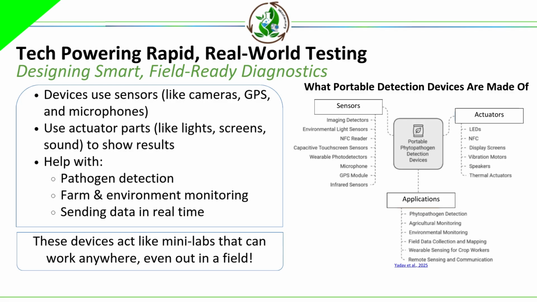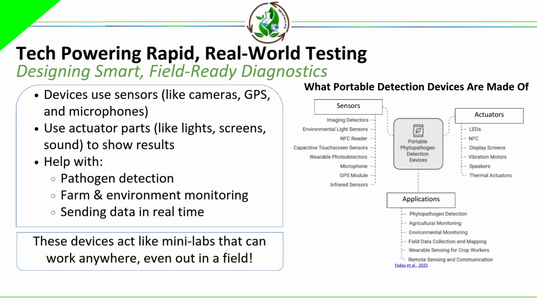They help it sense its surroundings, whether that's detecting a pathogen on a leaf, monitoring temperature and humidity, or tracking where in the field a sample was collected. Next, we have the actuators, the parts that respond. These include LEDs, screens, speakers, and vibration motors. Once the device has analyzed the signal, these components show the results through light, sound, or vibration, making the test easy to read even in bright sun or noisy field conditions.